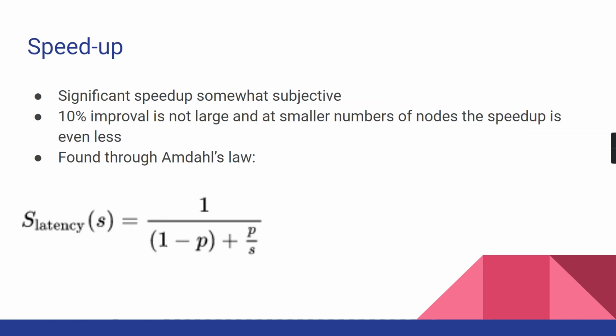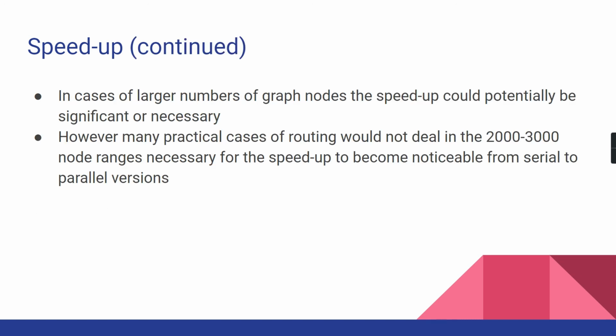So what is speedup? Speedup is somewhat subjective of a number. 10% speedup could be significant for some cases and not in others, but 10% speedup is not necessarily a great number for just any parallelization, or specifically this case. However, at a larger node count or larger runtime, it may make a big difference. The speedup is found through Amdahl's law, where S latency is the speedup, S is the percent speeding up, and P is the percent time better than the previous time.